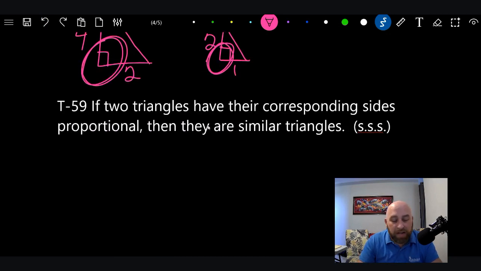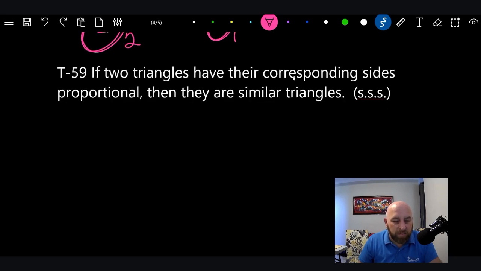All right, Theorem 59. This is the last one, and this is on page 206. Theorem 59 says, if two triangles have their corresponding sides proportional, then they are similar triangles. What does that mean? If two triangles have their corresponding sides proportional, that means all three sides. So notice it's side, side, side.